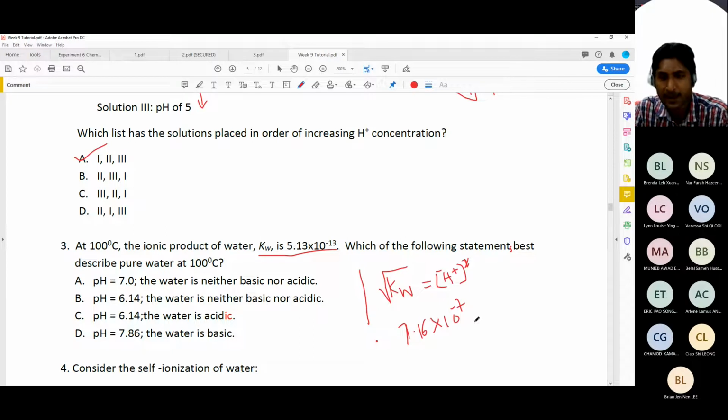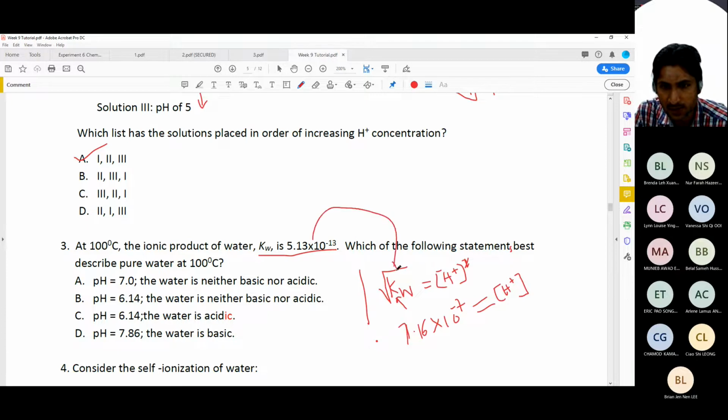Because this is the hydrogen ion concentration, right? Because it comes from here. We put this value here, then we took the square root, and then we got this value. So this is the hydrogen ion concentration. And if it is the hydrogen concentration, what is the pH of this? We take the negative log of this value. So what is the pH of this solution?